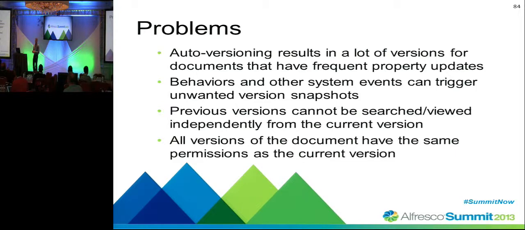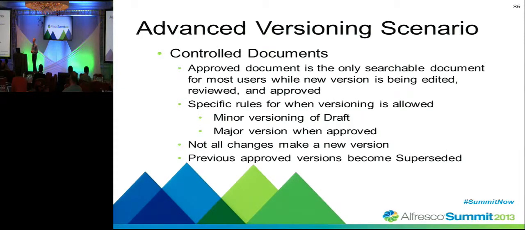Some of the problems: auto-versioning results in a lot of versions being created behind the scenes. If we're making a lot of versions, it could potentially be a performance issue if we have tons of versions for every single document. Also, behaviors and other system events can trigger snapshots to be made when we don't necessarily need them. Another big problem is previous versions can't be searched, and we also can't change different versions of documents to have separate ACL permissions.